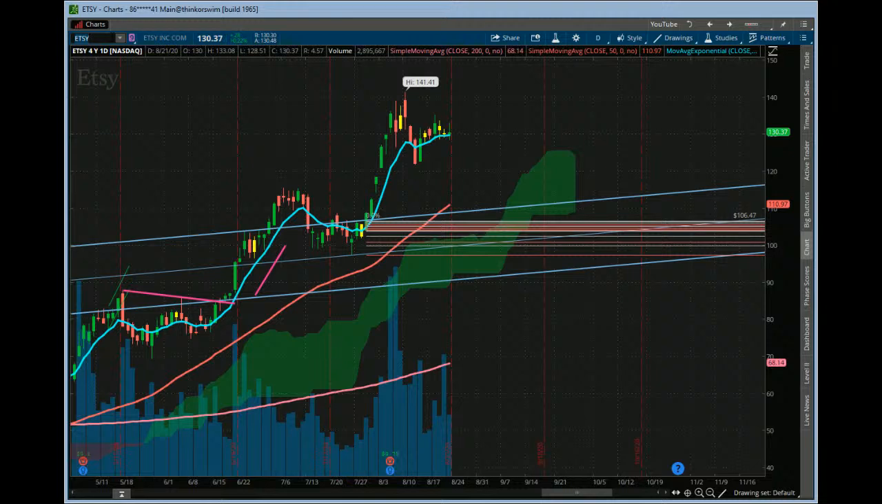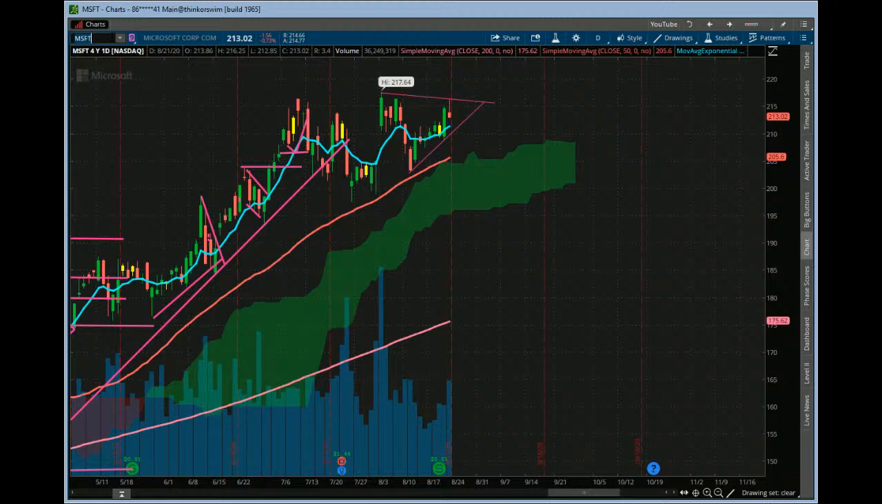Etsy, again, a lot of these names, see how that pulled back. I always talk about with software names, look and see what Microsoft is doing. So Microsoft pulled back, FSLY pulled back, Etsy kind of pulled back right there, holding the ADMA. Microsoft again, same thing. Bit of an upper shadow, bit of a shooting star candle right there. Might come back and test the ADMA.